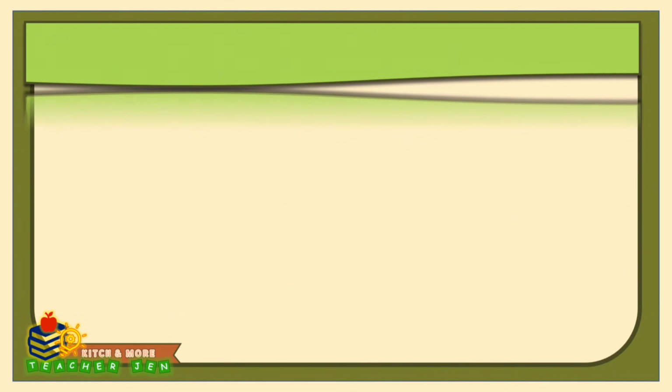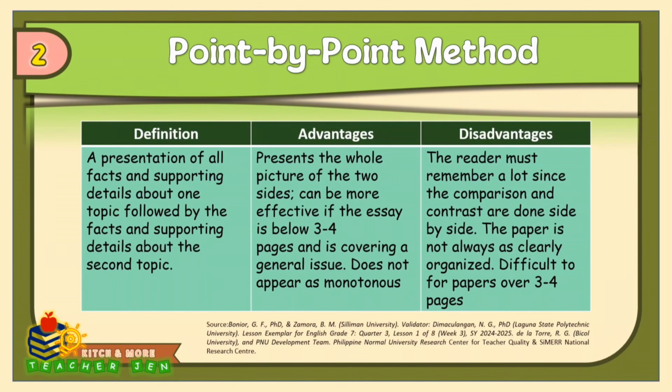Now let's have the second method, which is the point-by-point method. Point-by-point method is a presentation of all facts and supporting details about one topic, followed by the facts and supporting details about the second topic. In this method, instead of talking about one topic fully first and then the other, you compare and contrast the two topics side by side, point by point.